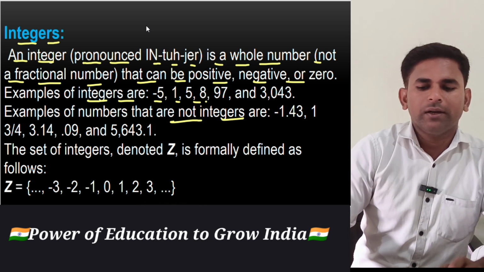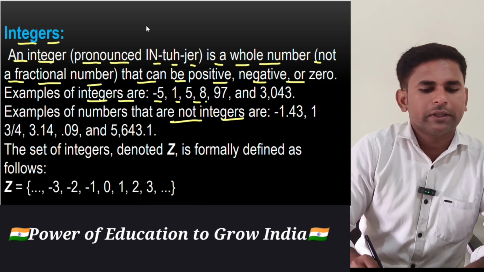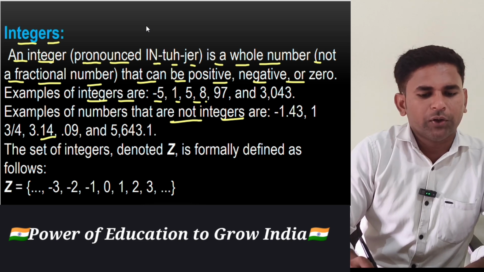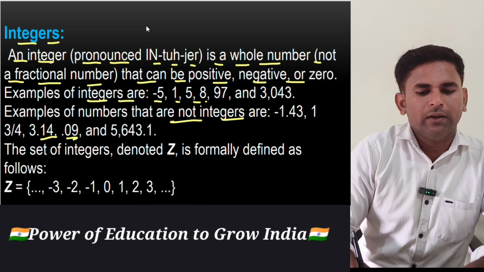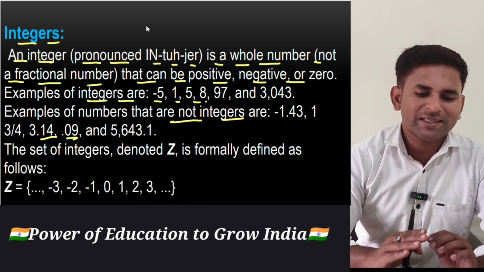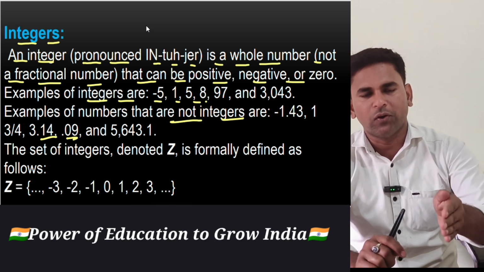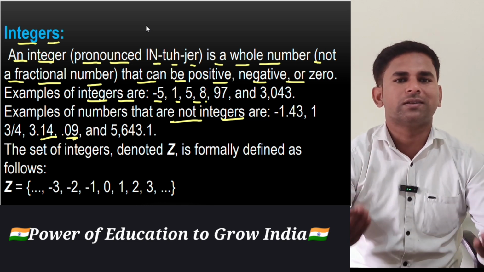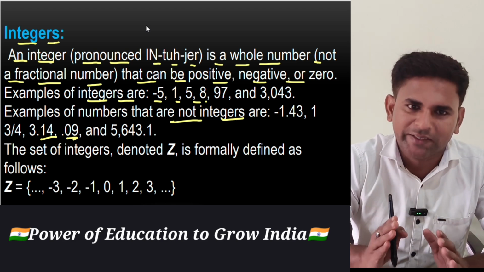So they are telling here negative of 1.43, comma 13 by 4, and like this. Now this is 3 by 4, comma 3.14, and 0.09, and 5, comma 643.1. It means these types of numbers are not integers. If we are writing in a decimal form or in a fraction form, these types of numbers you cannot consider as integers.